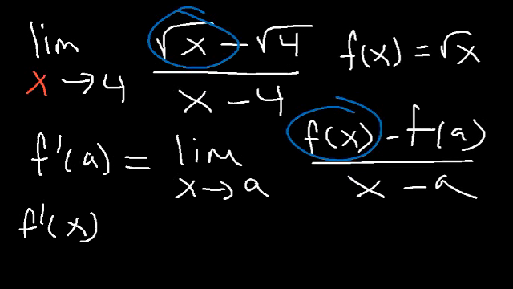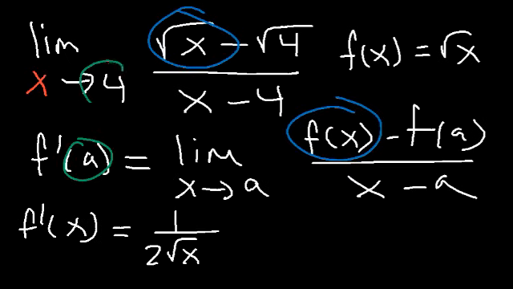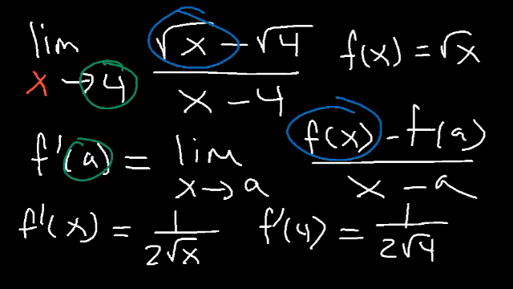Now, we've covered this example earlier in the video, and we said it's 1 over 2 root x. Once you have the derivative, you need to find f prime of a. So you've got to plug in 4. So f prime of 4 is 1 over 2 root 4. And the square root of 4 is 2. So it's 1 over 2 times 2, which is 1 over 4. So this is the final answer.